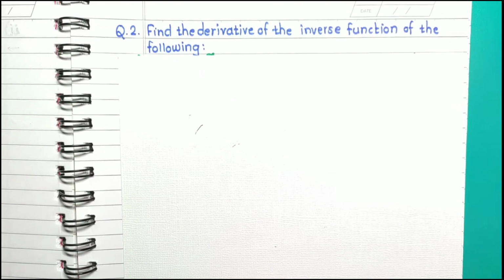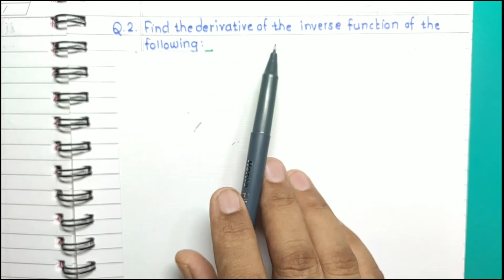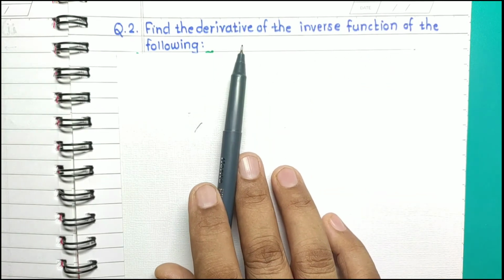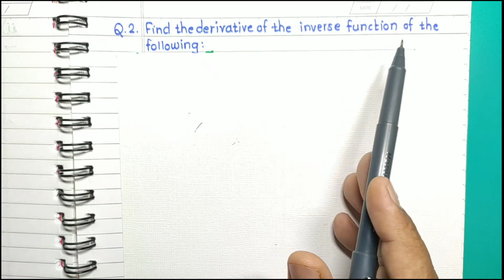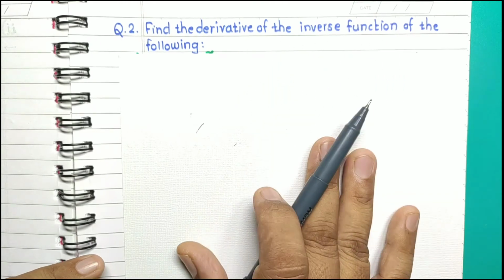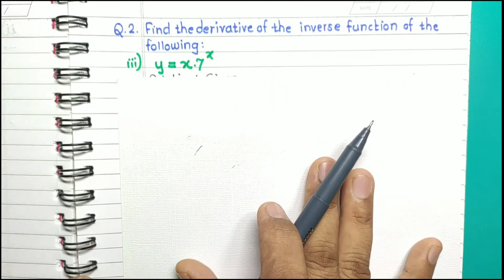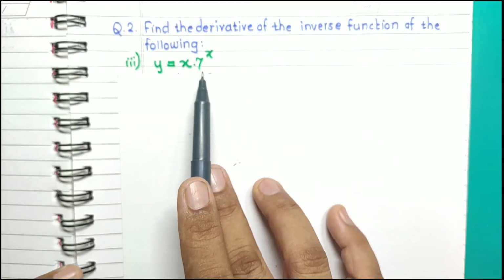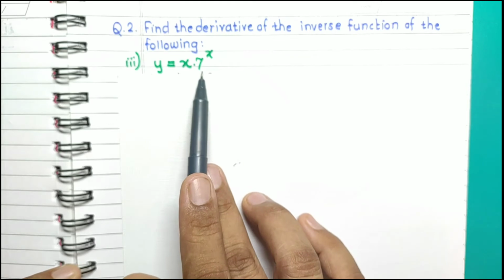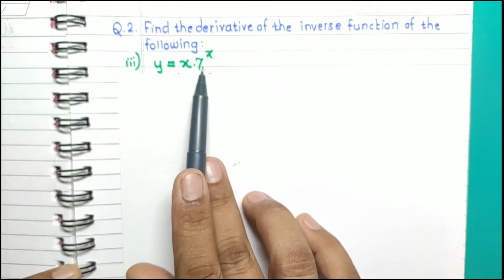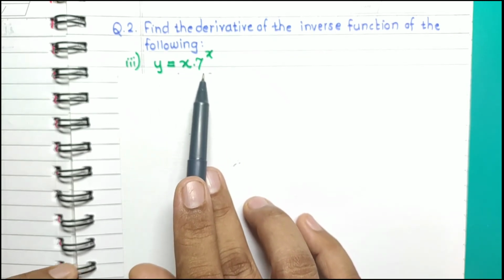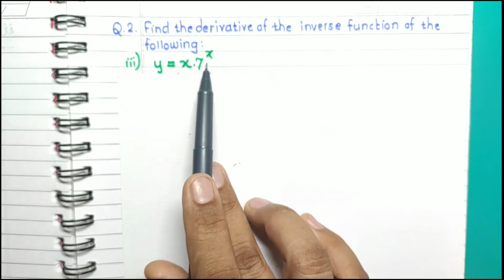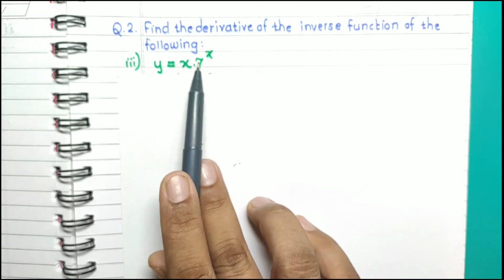Students, then the next question is find the derivative of the inverse function of the following. Here we have to find out the derivative of the inverse of the following. So the first function is y is equal to x into 7 raised to x. See here, you note that we need not find the inverse of the given function. We can find the derivative of the inverse of this function directly using the derivative of this function.